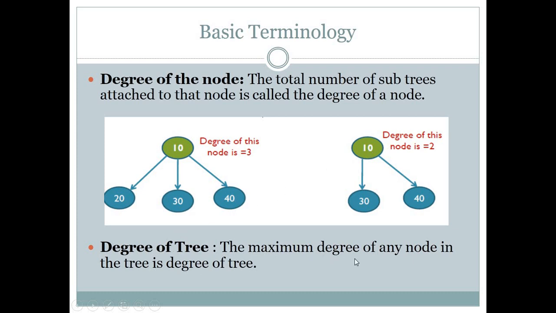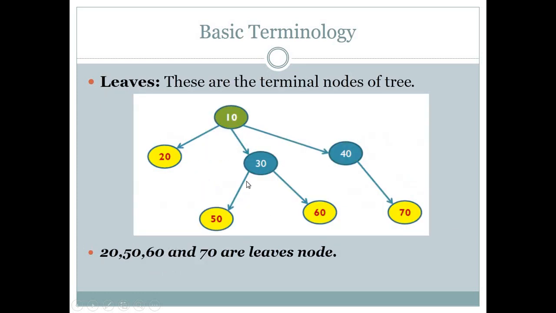Okay, now the maximum degree of any node in the tree is known as the degree of tree. Here in the example we will understand that for 10 the degree is 3. Why? Because 3 nodes are attached with 10: 20, 30 and 40. For 30 our degree is 2. Why? Because 2 nodes are attached with 30. And for 40 the degree is 1. Why? Because 1 node is attached with this 40. So we have different degrees for every node in this tree. 20, 50, 60 and 70 will have 0 degree, 30 will have 2 degree, 40 will have 1 degree, and 10 will have 3 degrees.